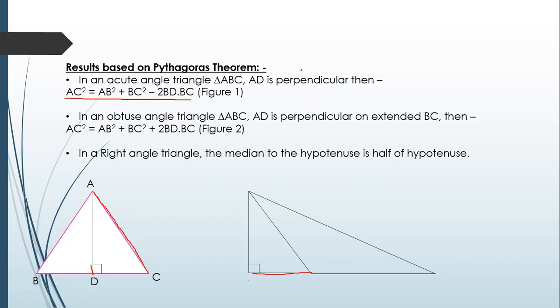Now one more important thing there is. So let me show you. In a right angle triangle, the median to the hypotenuse is half of the hypotenuse. See, suppose this is the median to the hypotenuse, and first of all let me name it A, B, C, D. This is the median. It is half of the hypotenuse, that is, BD is half of AC. Write this formula: BD equal to AC by 2.